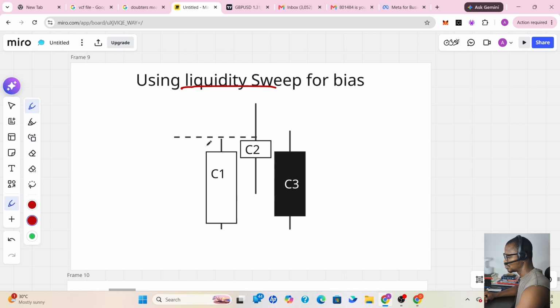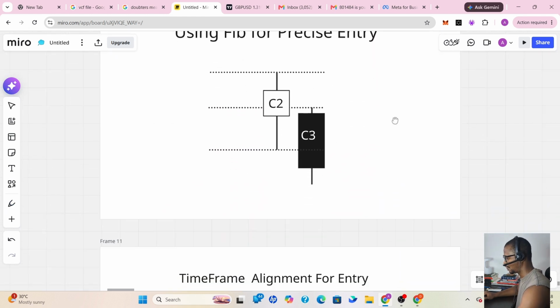So let's go. Okay, so once the liquidity sweep happens on taking out the C1 high, you understand, the market should close within this range. Once the market closes within the range of this candle, the next thing you have to do is to find your entry for the C1, you understand. And this is where the Fibonacci comes in handy. So let me show you how you can use the Fibonacci to find your entry point.